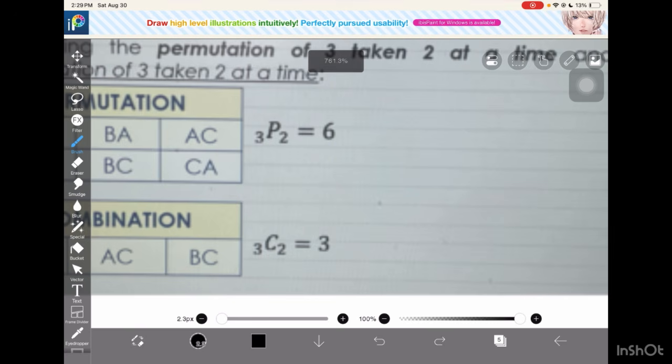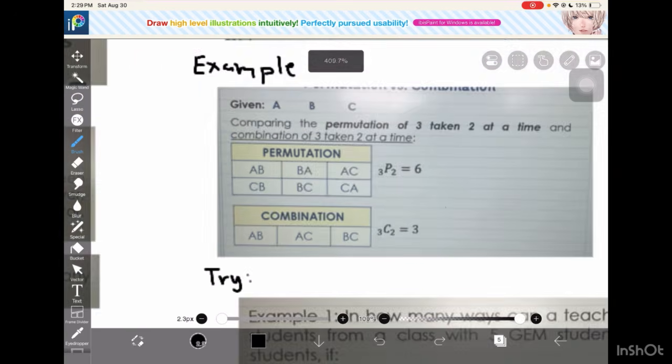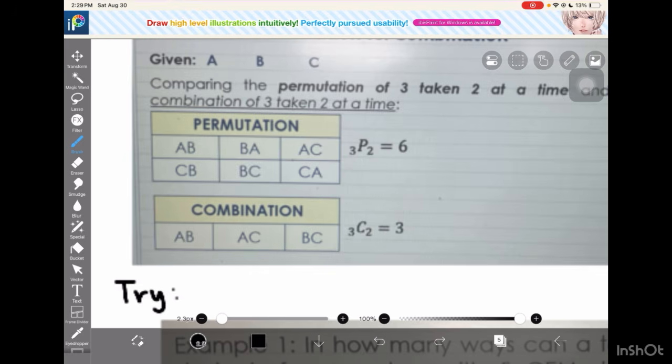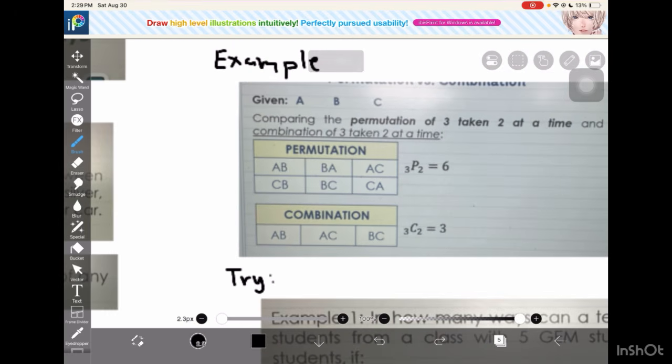That's why if you enter 3, then click nPr on your calculator, then 2, you get 6. But if you enter 3, then nCr, then 2, you get 3. That's the difference between permutation and combination. Permutation considers the fact that the order matters, while combination ignores it.